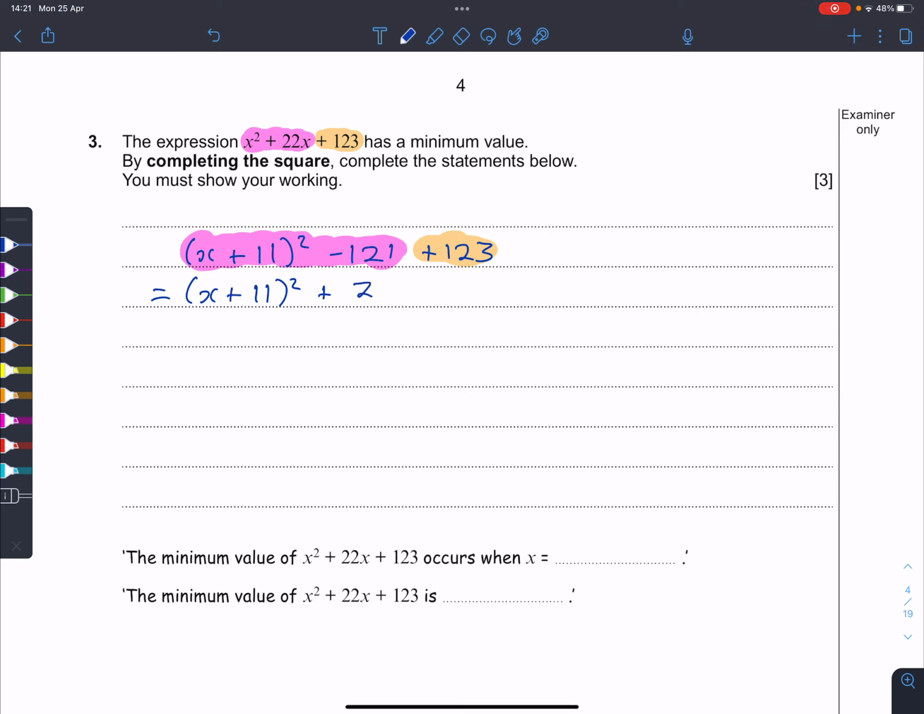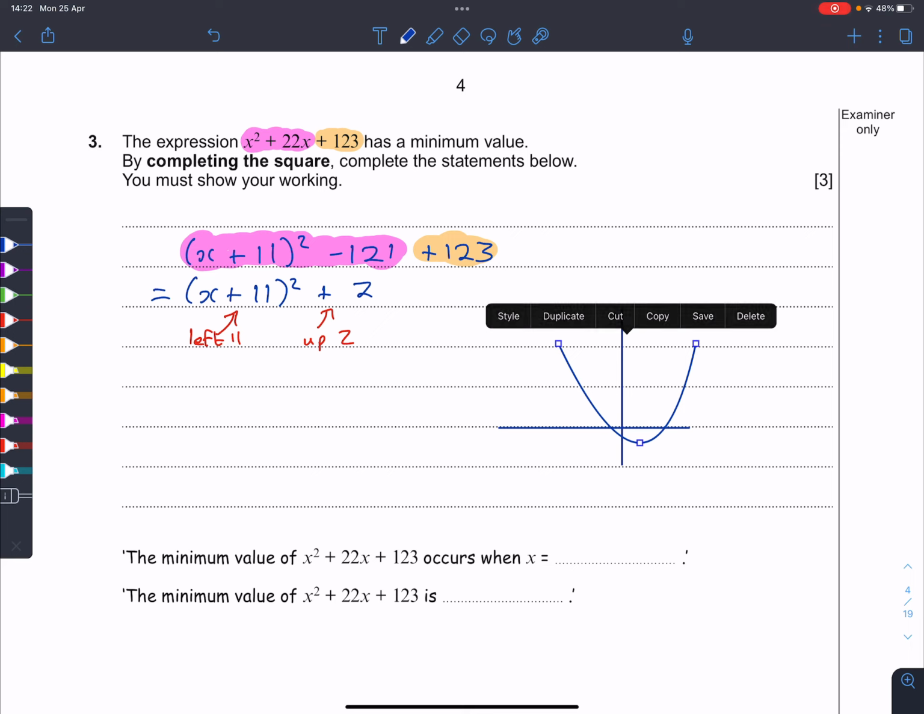Now, I always like to draw these at this point. A very quick sketch. So the plus 11 is going to send this graph left 11, and the plus 2 is going to send it up 2. So if I take my set of axes, a very quick set of axes, if I think about a usual x squared sort of graph, let me just try and do it, there we go. Okay, so a fairly regular, fairly standard quadratic graph.